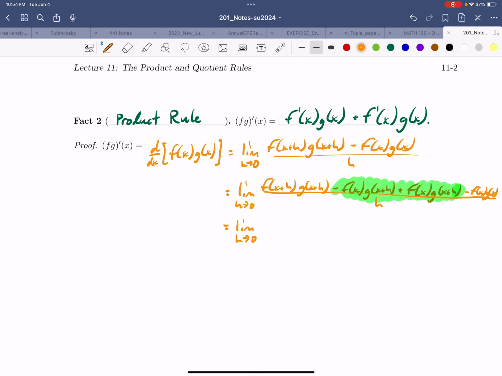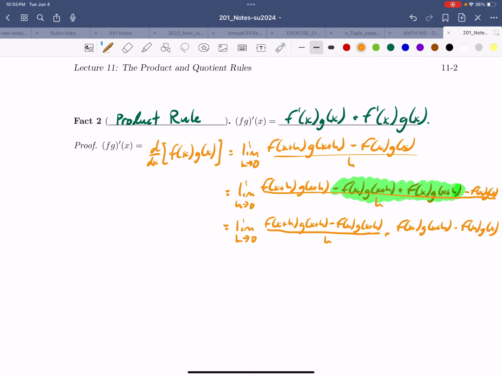We could write this as f of x plus h, g of x plus h, minus f of x, g of x plus h, all over h, plus f of x, g of x plus h minus f of x, g of x, over h, right?